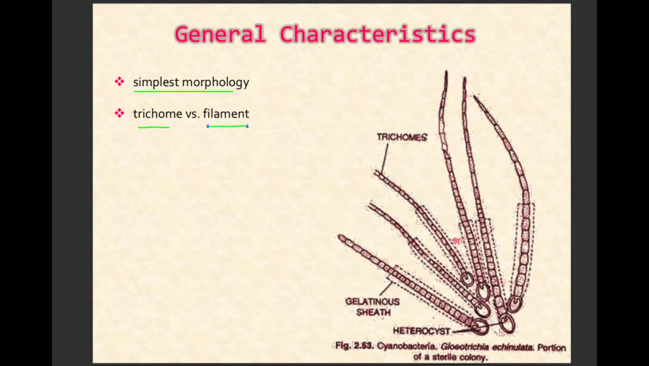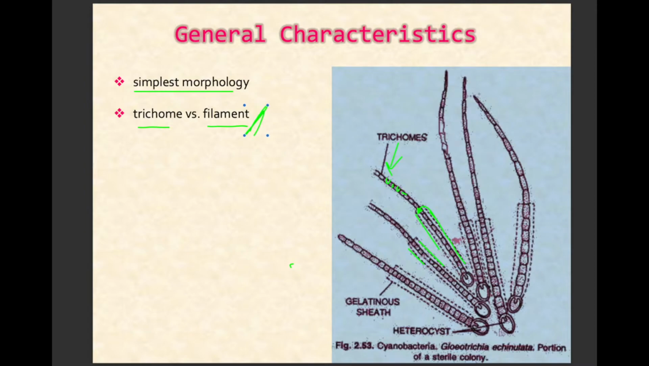So the difference between your trichome and filaments, imagine this figure right here. This is considered a trichome because it doesn't have a sheath covering it. If it doesn't have a mucilaginous sheath or a gelatinous sheath that covers the entirety of your continuous cells that form your trichomes, that's a trichome. Now, if it has a sheath covering, that's now called a filament. So this is a trichome, but this is a filament. It's a filament if it has a mucilaginous sheath that covers it.